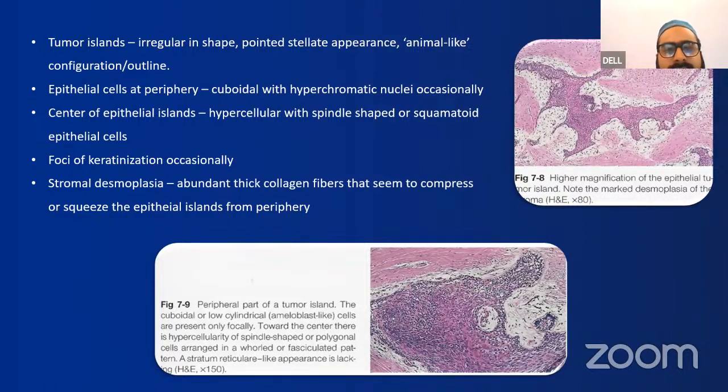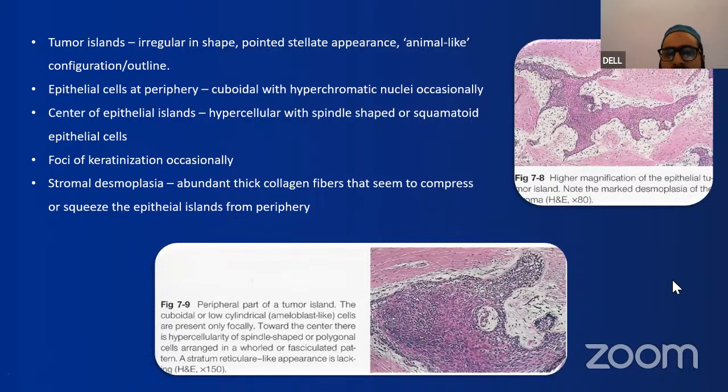Now, in the histopathology of desmoplastic ameloblastoma, the islands are irregular in shape, pointed, with a pathognomonic animal-like configuration of the epithelial islands. The cells at the periphery of these epithelial islands are cuboidal in shape with hyperchromatic nuclei. At the center of the epithelial islands, the cells are hypercellular with spindle-shaped or spermatoid epithelial cells, and sometimes there are foci of keratinization.